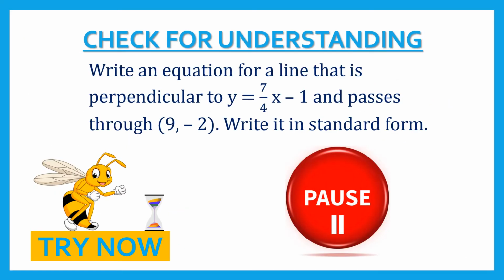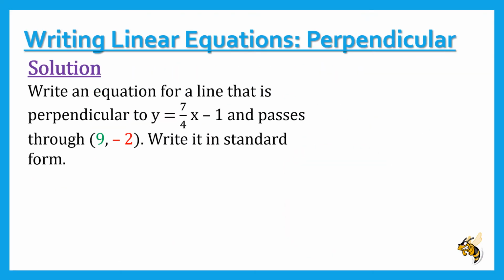Check for understanding. Write an equation for a line that is perpendicular to y equals 7 over 4x minus 1 and passes through 9 comma negative 2. Write it in standard form.